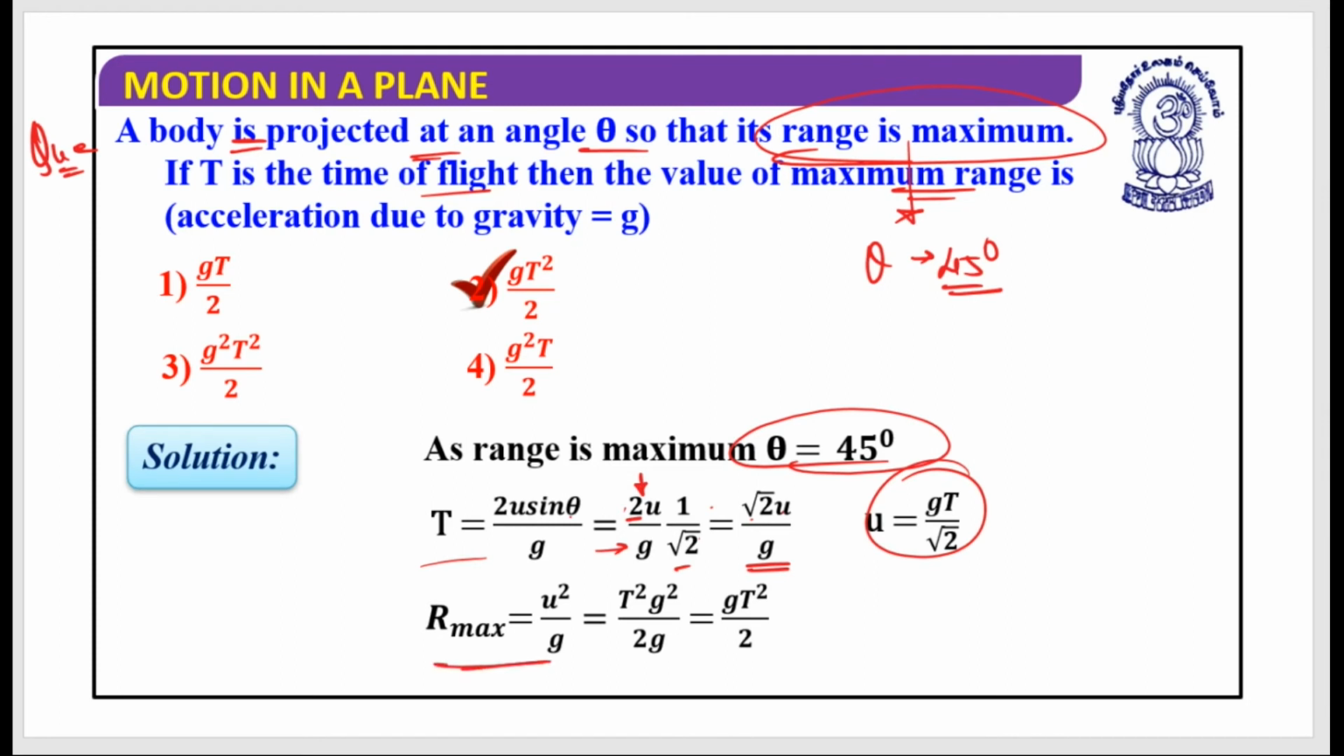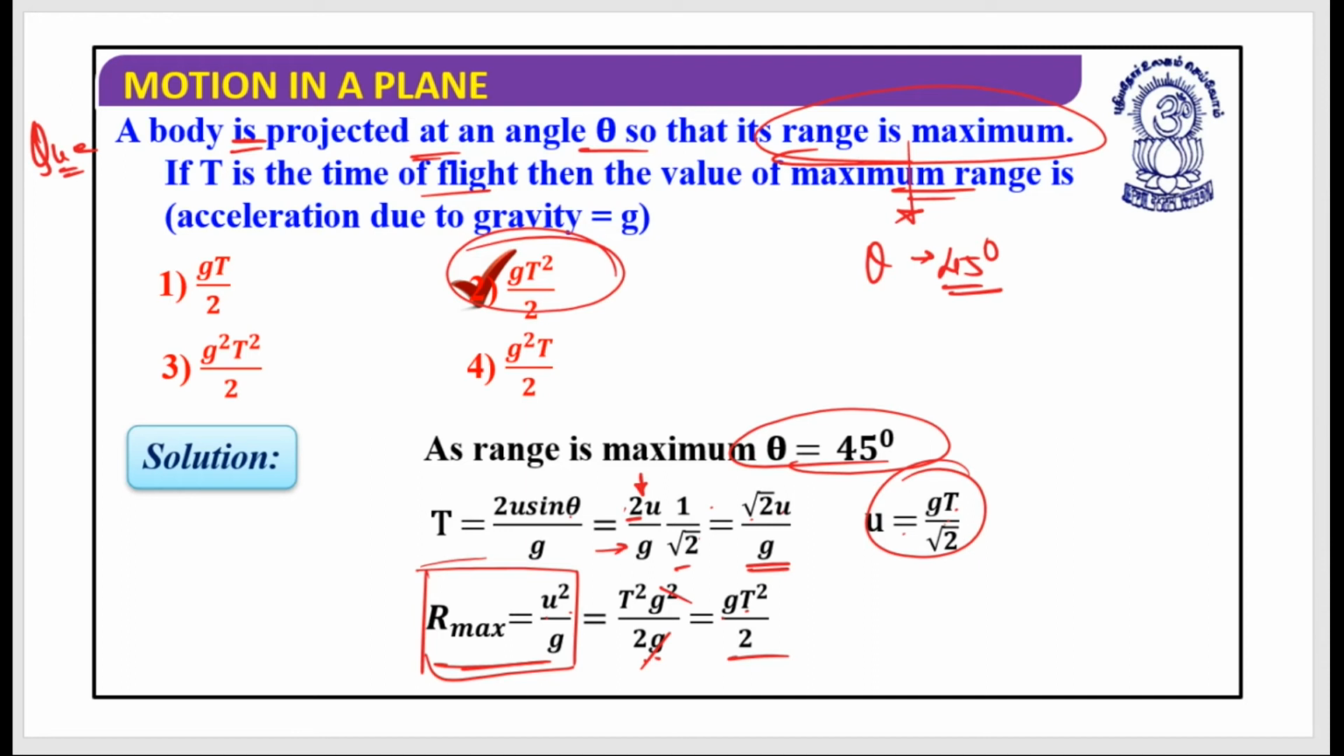Now you require R max, the maximum range, and the maximum range can be written as u square by g. Let's replace the value of u square. It's g square T square by 2 divided by g. So this g has gone, and this equals gT square by 2. Yes, this would be the answer. Is it clear? Great. Ready for the next question?